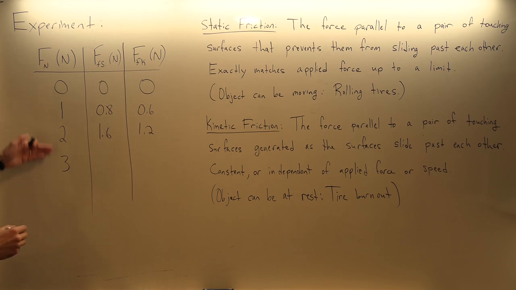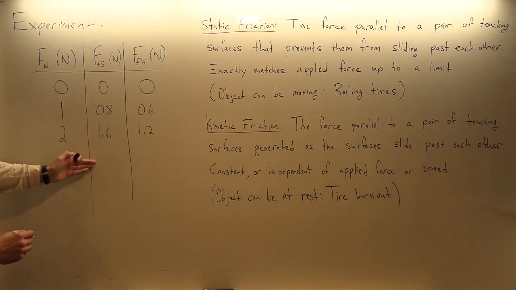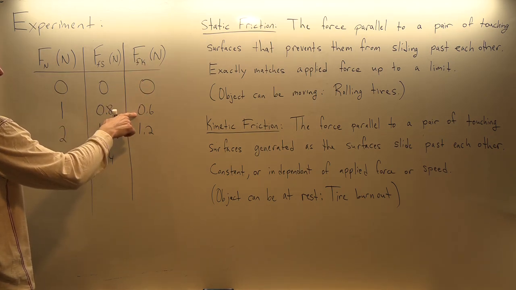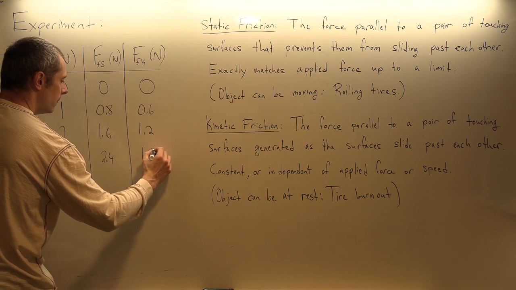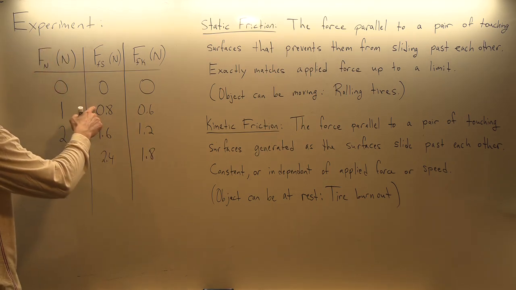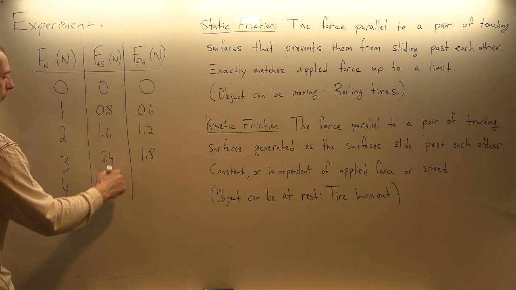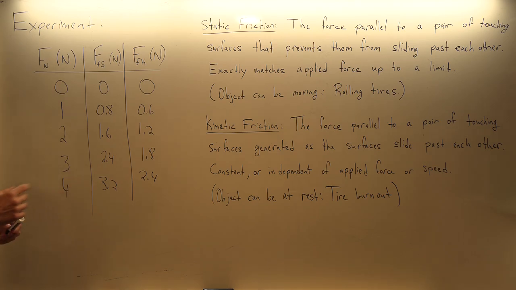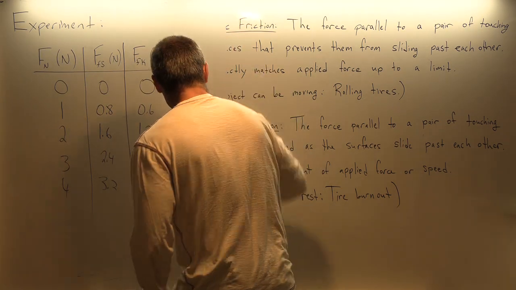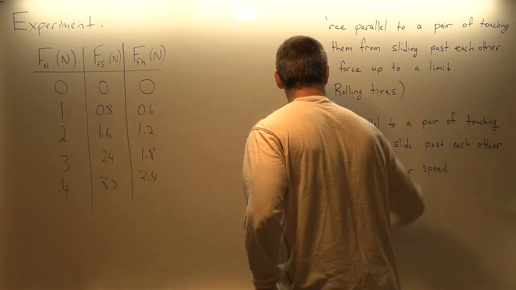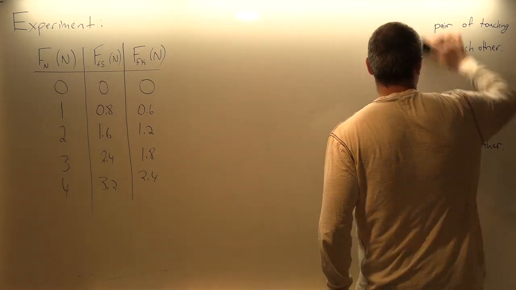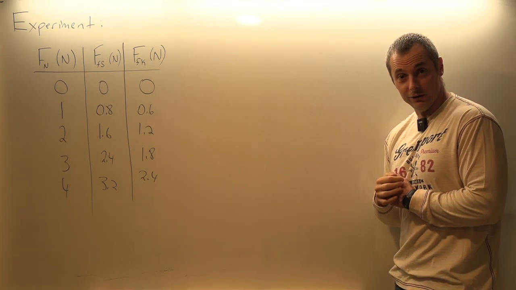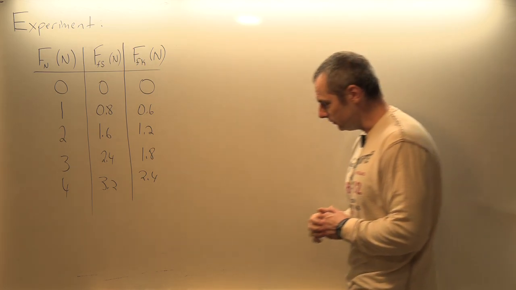3 newtons, now I've tripled the normal force. I would triple the force to get it moving and triple the amount to keep it moving. And so on and so forth. Quadruple, now it would take even more force to get it moving and even more to keep it sliding. Okay, so now we're going to graph that. I'll pause the video to give you a chance to copy down our little data table.